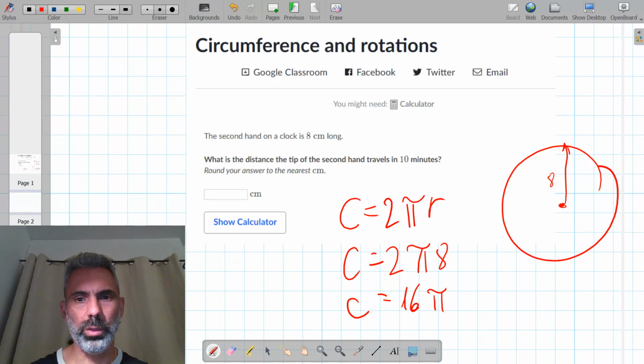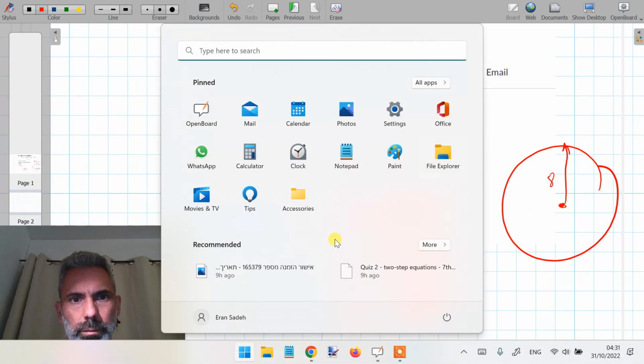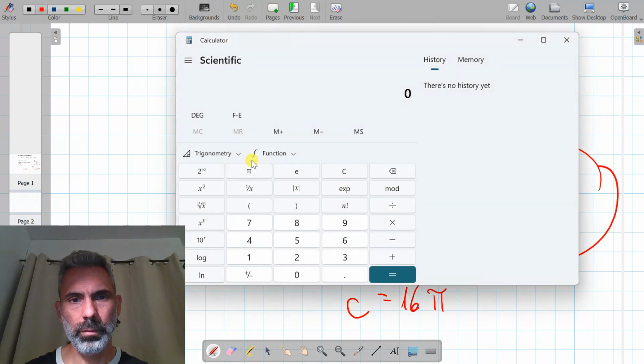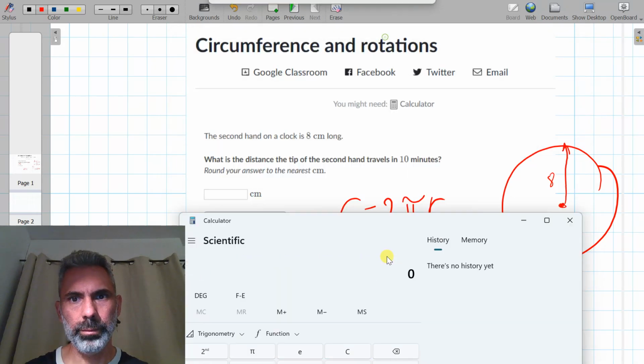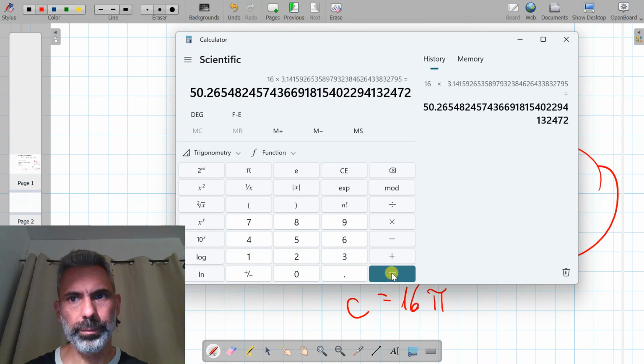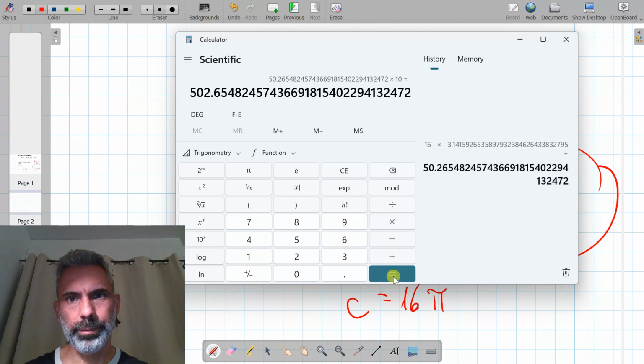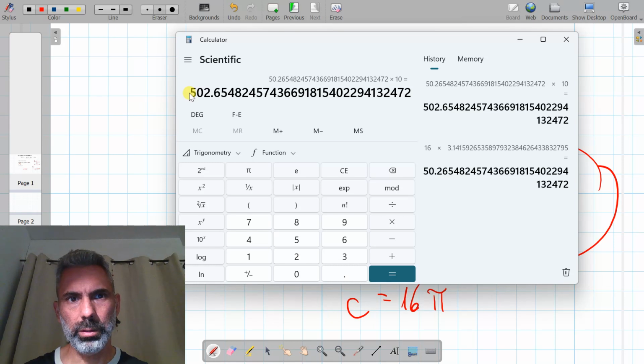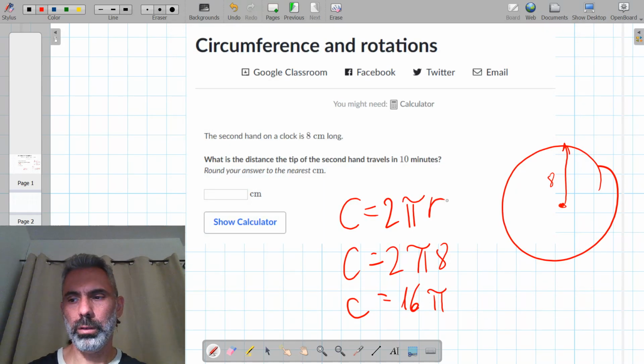Okay. So in 1 minute, it goes 16 times pi. Okay, so this is the distance for 1 minute. I need to multiply it by 10. So it's 503, if I round it to the nearest centimeter. 503.